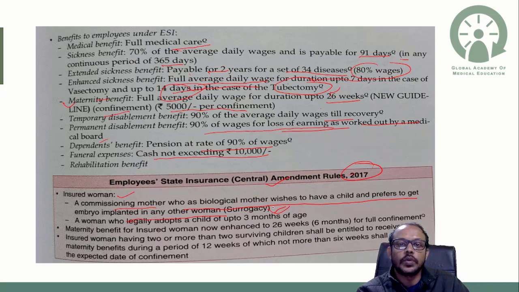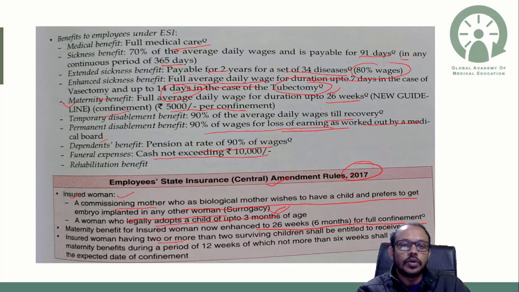First, in the case of surrogacy, the commissioning mother is called the biological mother, okay. In the case of surrogacy, a woman who legally adopts a child up to 3 months of age is also an insured woman, okay. Maternity benefit for an insured woman is enhanced to 26 weeks, 6 months, for the full confinement, okay.